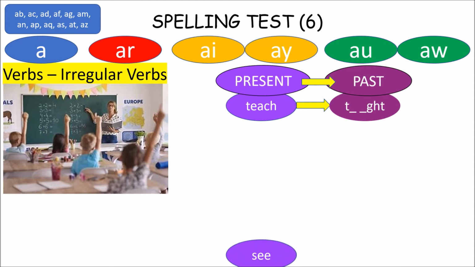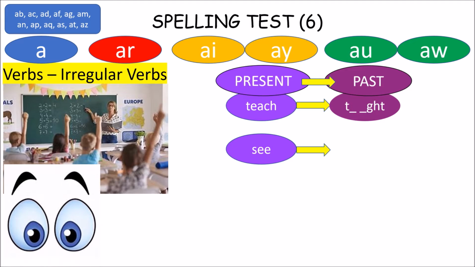The second one is see. I can see with my eyes. Thank God for giving me a pair of lovely eyes, so I can see with good eyesight. The past tense of see is saw, or as in saw.